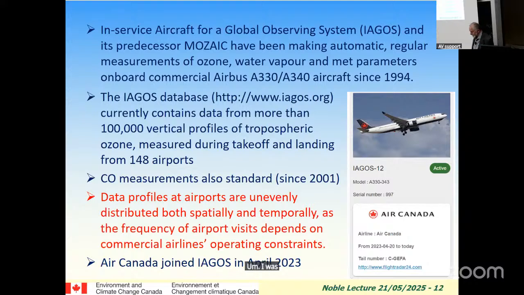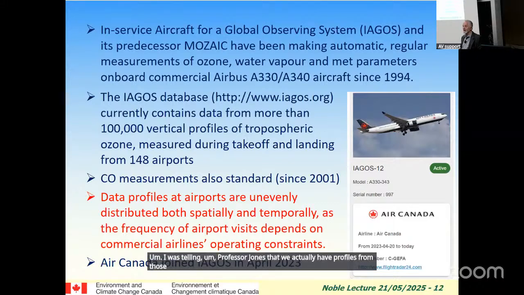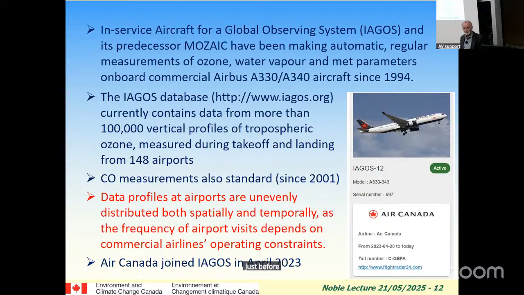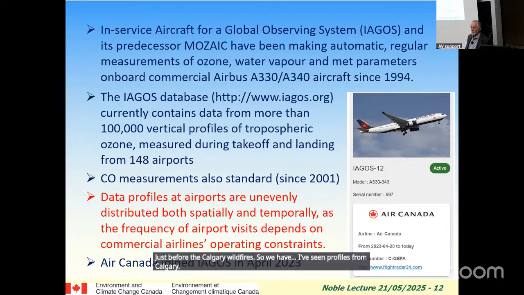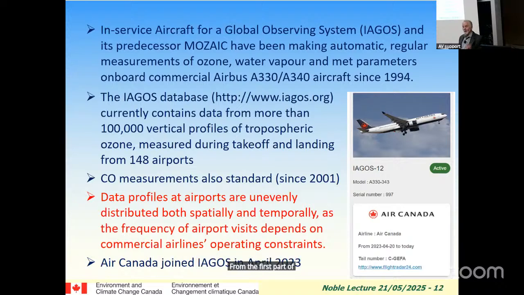I was telling Professor Jones that we actually have profiles from those wildfires in 2023 because they started just before the Calgary wildfires. So I've seen profiles from Calgary from the first part of this program. So here's a suggestion. The data's out there. As far as I know, nobody's using it yet. It's a gold mine.